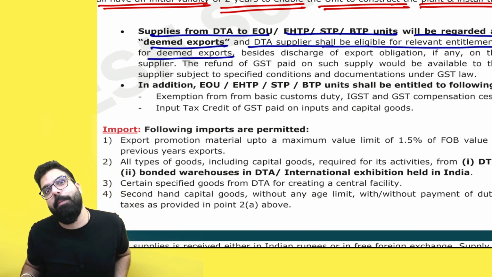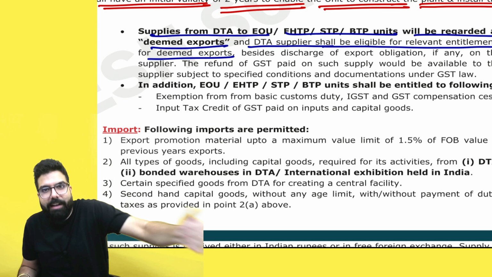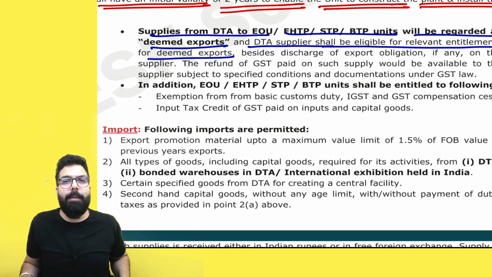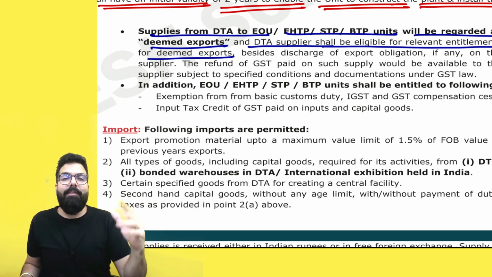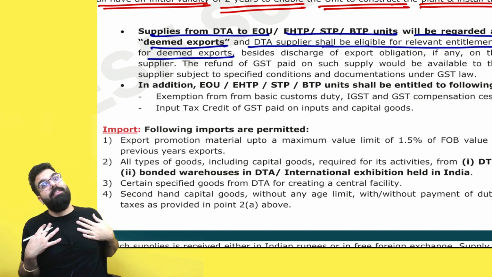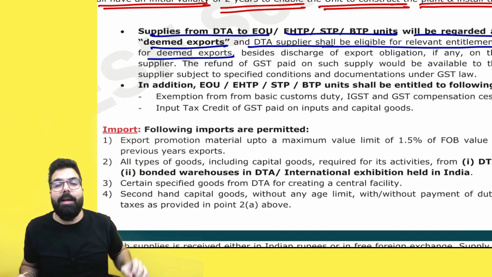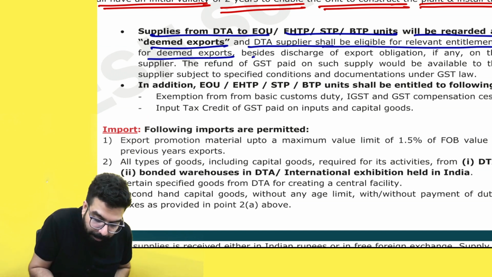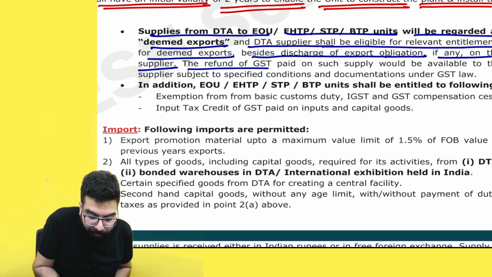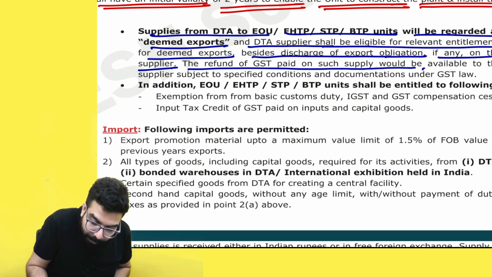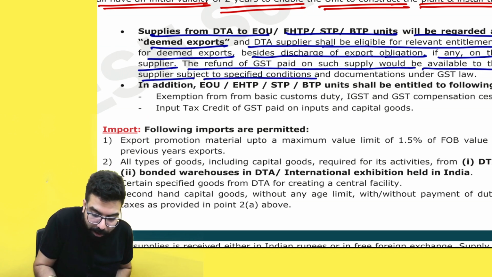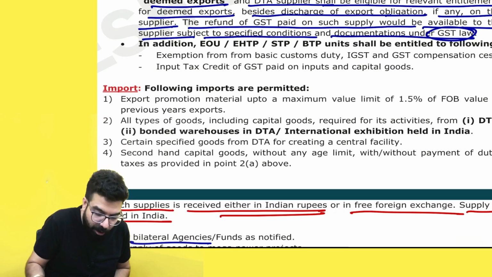Whatever the GST benefits are there. If I am supplying to an EOU, ESTP, BTP unit, whatever supplies I am doing, I will not charge any GST to them. Whatever GST I pay on those supplies, I will show it as deemed export, and I can claim a refund under GST. Besides discharge of export obligation, if any, on the supplier, the refund of GST paid on such supplies would be available to the supplier, subject to the condition and documentation under the GST law.